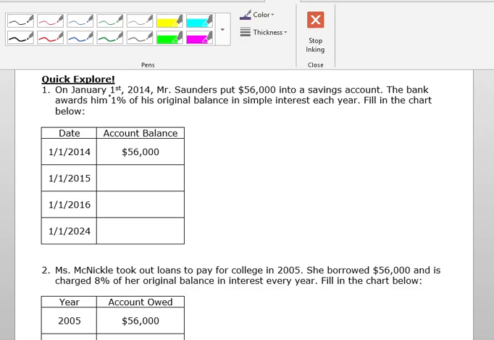On January 1st, 2014, Mr. Saunders put $56,000 into a savings account. The bank awards him 1% of his original balance in simple interest each year. Okay, this is very important. Original balance, you remember that's what we're going to call the principal. Okay, principal. Put that $56,000.